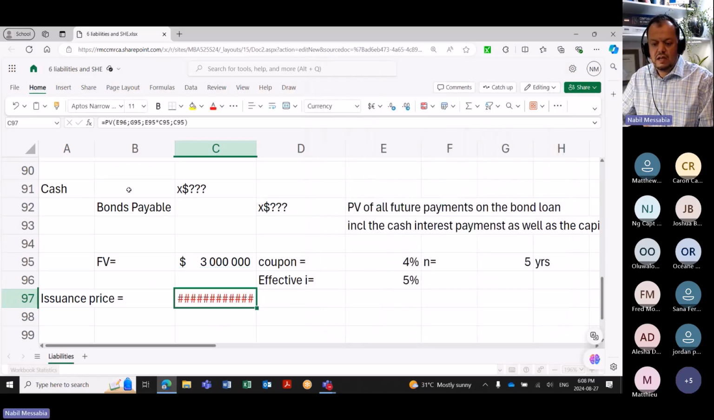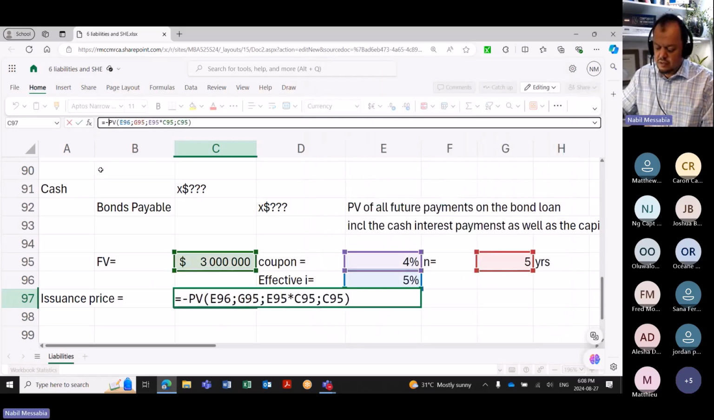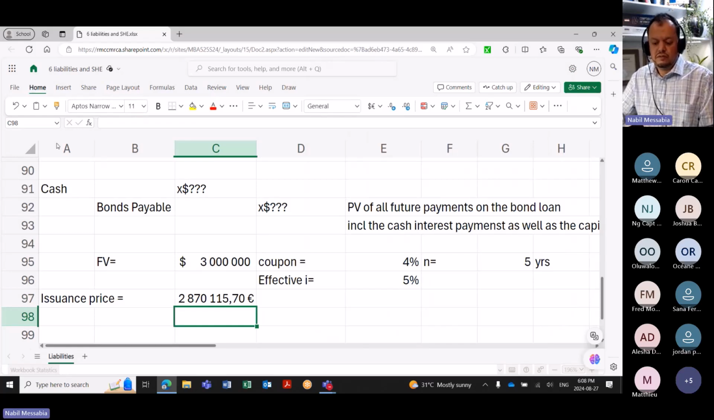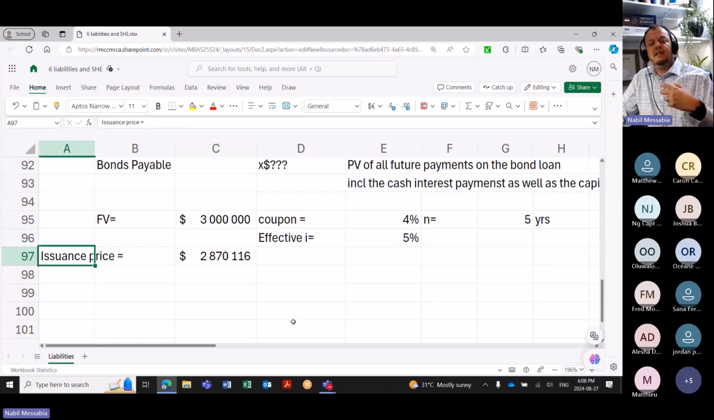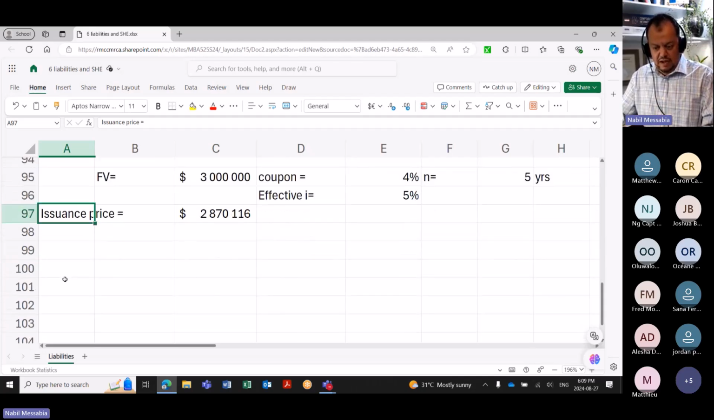Insert, and I add the minus sign at the beginning. Today it is worth 2,870,000. That is the issuance price. When the issuance price is lower than the future value, we call this an issuance at discount. If it's the opposite, if it's higher, then it would be an issuance at premium. So in this case, it is an issuance at discount.